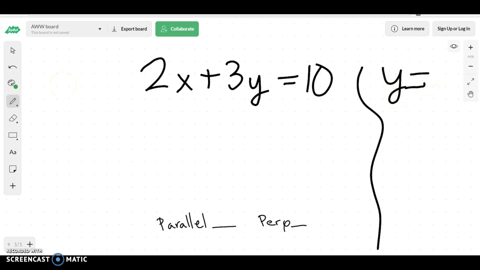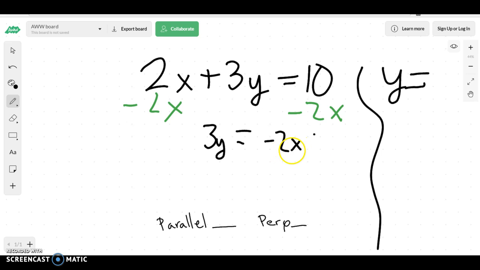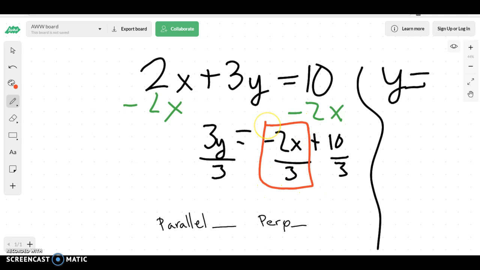So we're going to have to do what we did in the last video and convert this over. Which means when I convert this over, I'd have to subtract the 2x from both sides and get 3y is equal to negative 2x plus 10. And then I would have to divide everything by 3. And the nice part is, I really don't care what 10 over 3 is because all we really care about is the slope. So the slope for this line is negative 2 over 3. Now use that to find the parallel and perpendicular line.